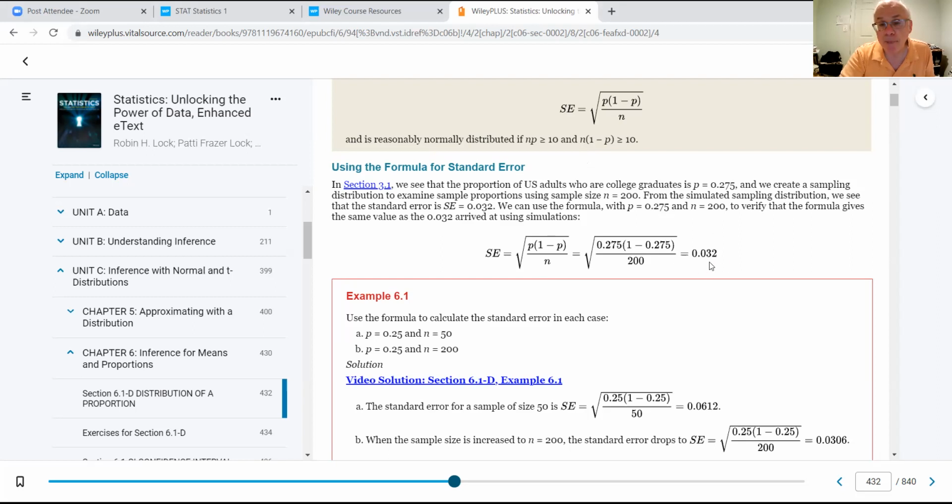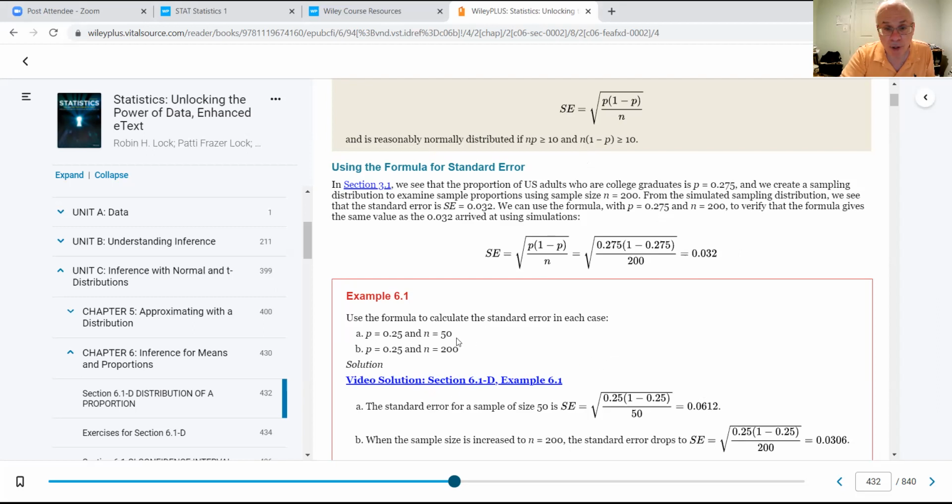So we want the standard error to be as low as possible. So the bigger the sample size, the smaller the standard error, and the better off we are when we create our confidence interval. Okay, and this is an example right here.